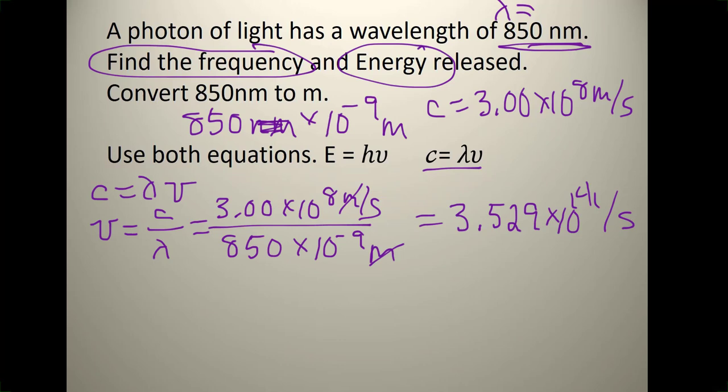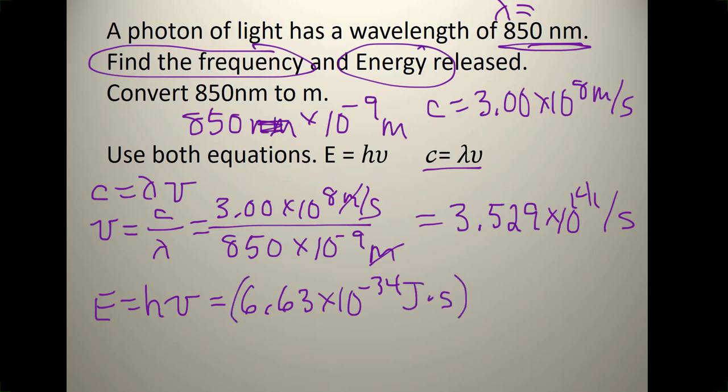Let's look at our next equation. We have our energy equation, Planck's constant times the frequency. So Planck's constant, 6.63 times 10 to the negative 34th joules second, and multiply by that frequency that I have, and 1 over s.